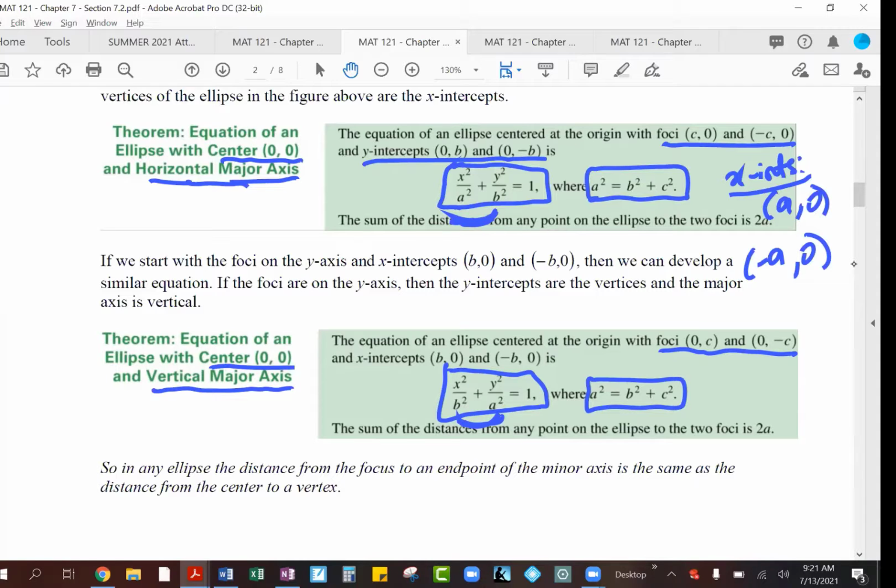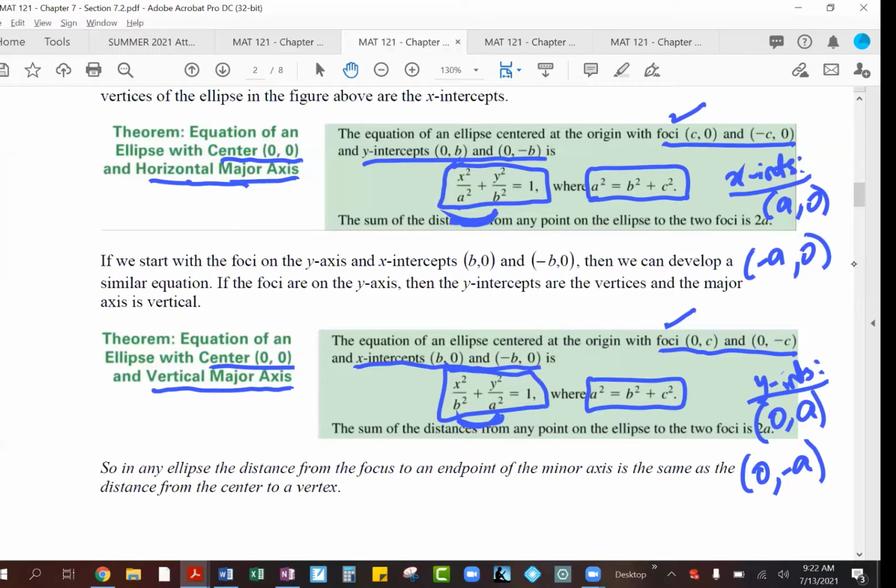It's now become (0, c) and (0, negative c), and look at the foci here when it's horizontal versus vertical. Your x-intercepts are now (b, 0) and (negative b, 0), which means your y-intercepts are now going to be (0, a) and (0, negative a). So, of course, as you change the direction of your ellipse, a lot of these points will end up switching places. And then, like I said, your equation also ends up changing.